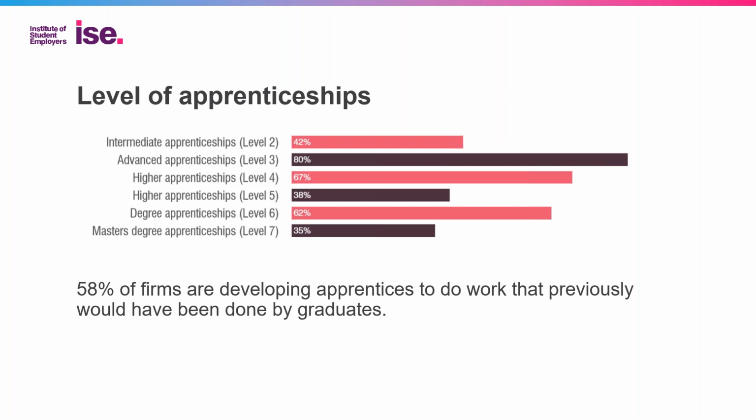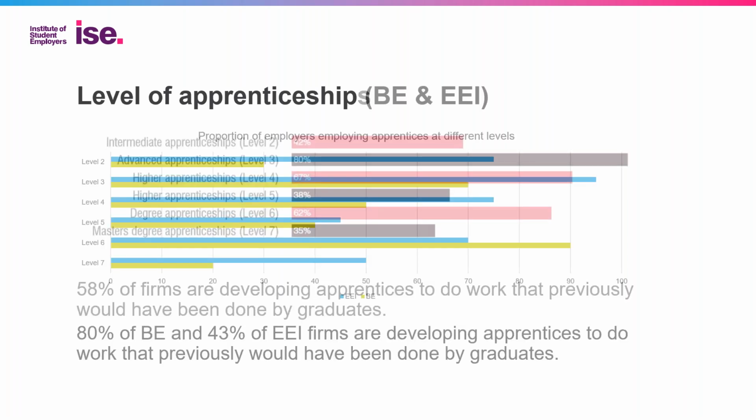It's also worth noting that 58% of firms are developing apprentices to do work that previously would have been done by graduates. This is something we're particularly interested in in the context of a recession, which sadly it looks like we're now entering, whether firms actually turn down their graduate recruitment for the rather cheaper apprenticeship recruitment as a way of managing their costs.